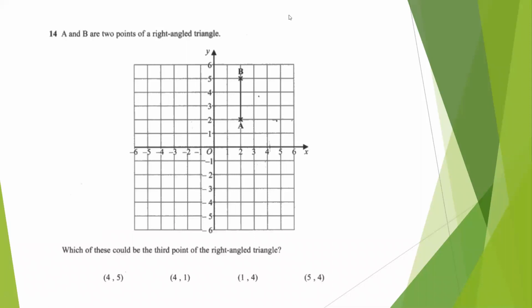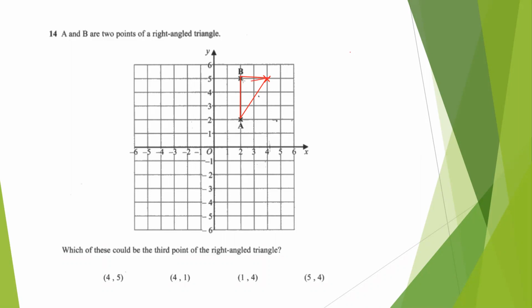Right. This is the 14th question. A and B are 2 points of a right-angled triangle. Which of these could be the third point of the right-angled triangle? Now we know when we get a right-angled triangle, there should be 90 degrees, right? Now we'll see 4, 5. I'm just checking 4, 5. If I mark it here, yes, easily I can find a right-angled triangle, isn't it? Like that way I can make it. So therefore, the correct coordinate should be 4, 5. So there I will get a right angle.